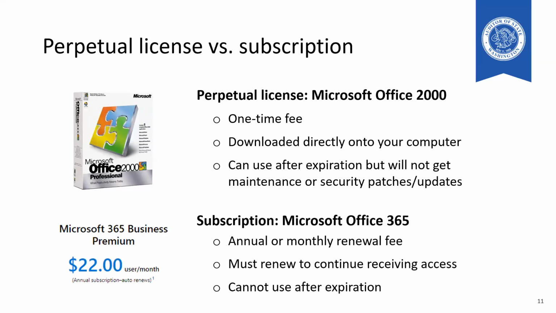One of the examples that most people would be familiar with are Microsoft Office products. Now, the older versions of Microsoft Office, such as Microsoft Office 2000, were perpetual licenses. You paid a one-time fee and downloaded it directly onto your computer. You were still able to use the software after it expired. You didn't get updates or security patches past that expiration, but you still had access to use the software.